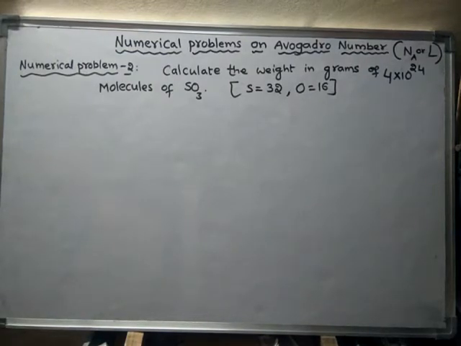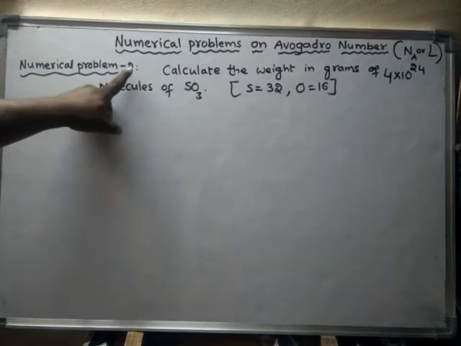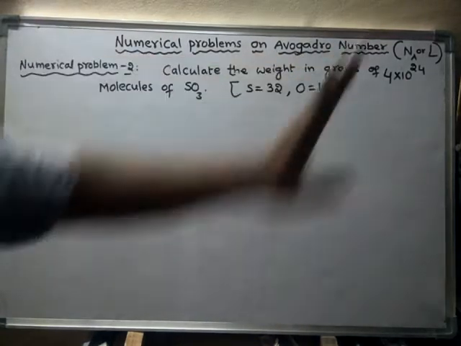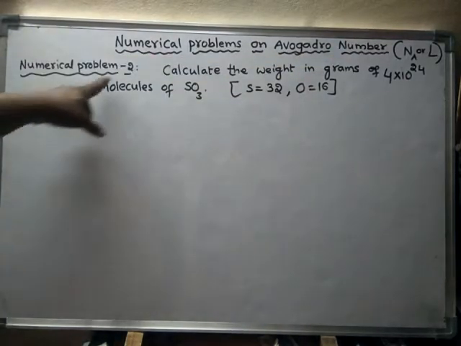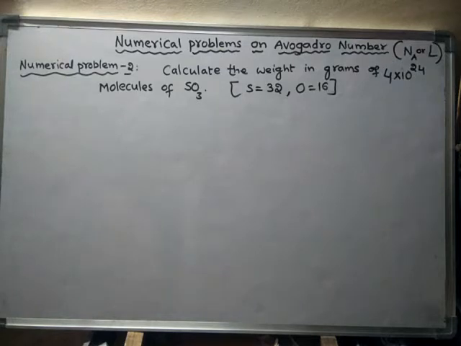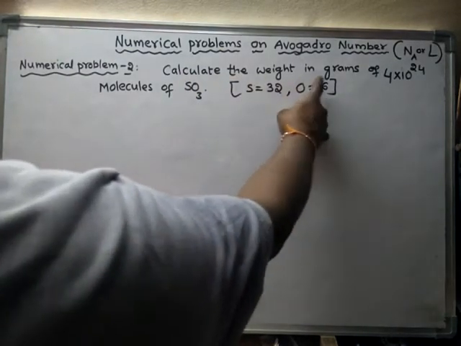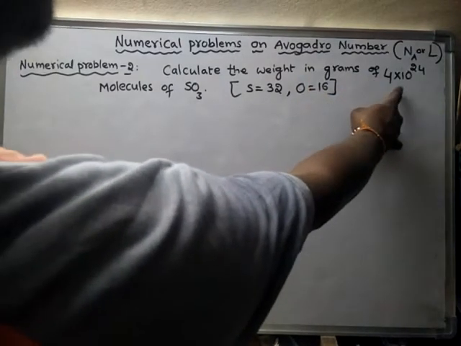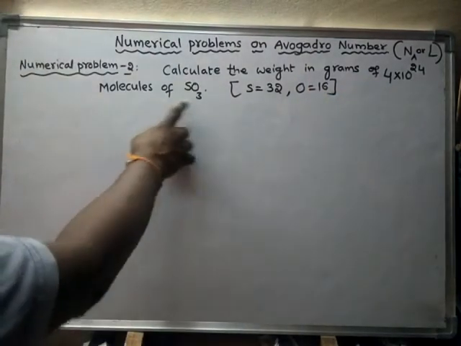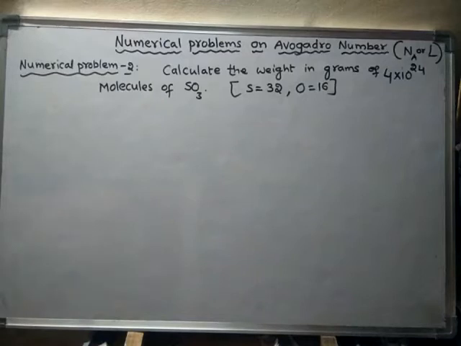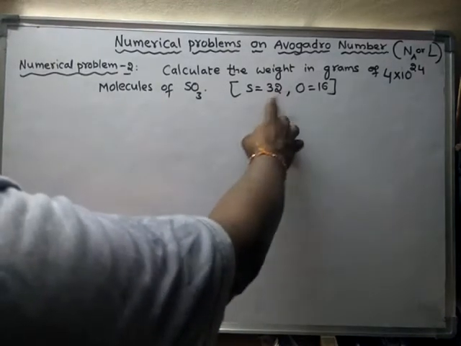We were learning about the numerical problems on Avogadro number. In our previous video, we learned numerical problem 1 regarding Avogadro number. Now we will learn numerical problem 2. Calculate the weight in grams of 4 into 10 to the power of 24 molecules of SO3. This is the question, and the atomic weights of sulfur and oxygen are given.